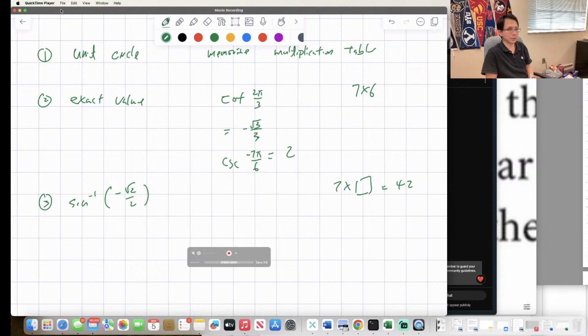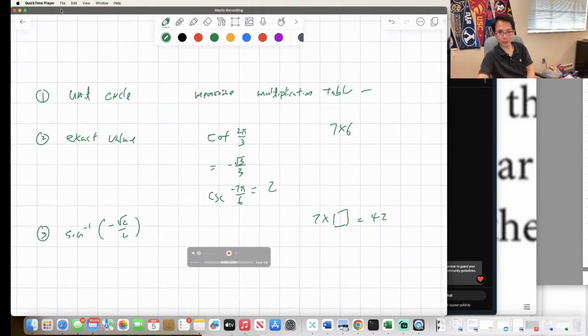You cannot say 2 times 21, you cannot say 1 times 42, you cannot say 14 times 3. You have to say a specific number times something. So there was some type of restriction. In the multiplication table, 7 times 6 is exact value. But now 7 times what equals 42? It has to have a specific value because there are certain restrictions here. So what is sine inverse of negative root 2 over 2? Can somebody tell me that? Charlotte? Negative pi over 4. That's correct.